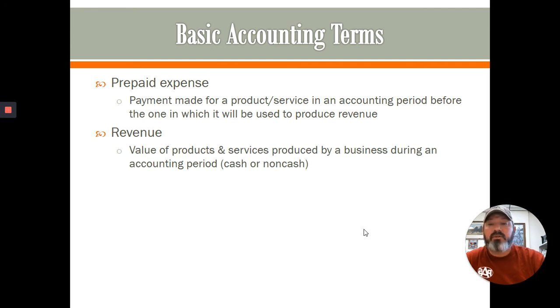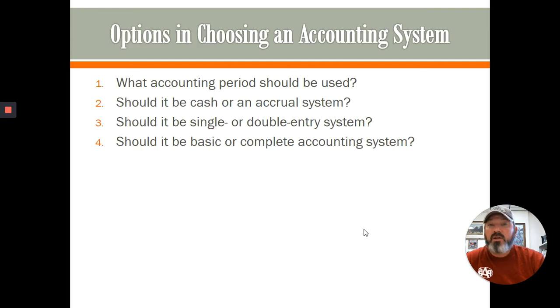And then lastly, revenue. So any cash received or value received for products and services in an accounting period, whether it's cash or non-cash. So many of you have been through our accounting class, and you talk about choosing an option, choosing an accounting system. So, what accounting period should be used? Most farm businesses will just use a typical calendar year accounting period. Others will use what we call a fiscal year accounting period, should you choose something other than the typical calendar.